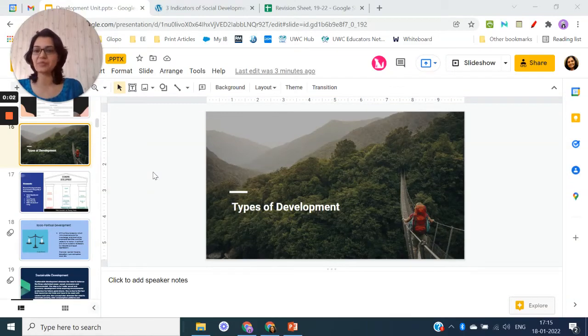So, welcome to the Global class. Today we would be starting the second topic of development. The first topic of the development was the meaning. Under meaning, we discussed the basic needs versus well-being, growth versus development. Today's topic, we are going to discuss the types of development.